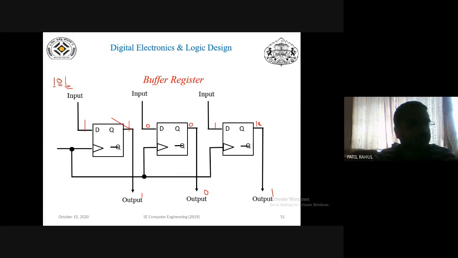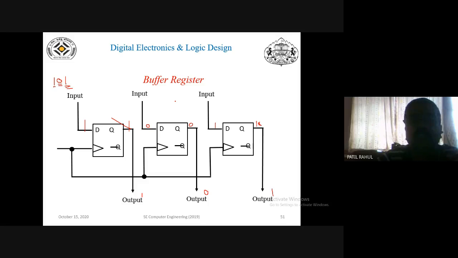Here you transfer the 3-bit information, and how many clock pulses are required? Only one clock pulse is required. Means when one clock pulse is completed, you get the input data at the output side. So this is the example of the buffer register. So what is the use of the buffer? Whatever information you want to transfer is first put into the buffer register, and then you can transfer this information from one place to another.